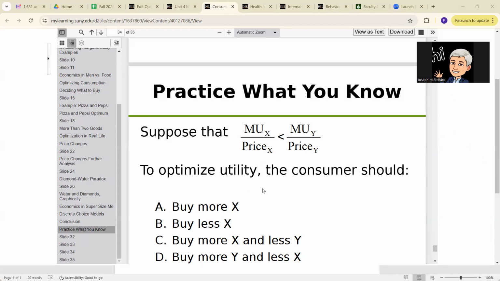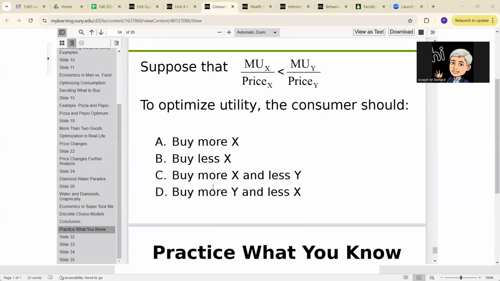So if you want to optimize utility, and that's what consumer choice theory says we're trying to do, optimize utility, the consumer should, in this case, buy more Y, and possibly buy less X. That would be D.